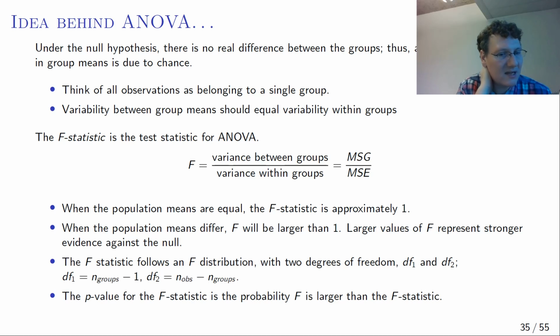The F distribution is a distribution that has 2 degrees of freedom, and these degrees of freedom come from formulas based on how many groups there are and how many observations there are within the groups. And the p-value is a right-tailed tail probability: you find the F statistic in this F distribution, and you look at the probability out in the far right tail.